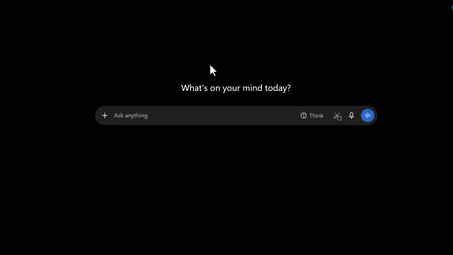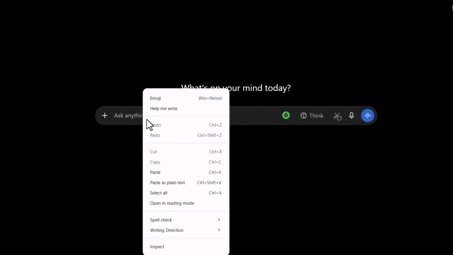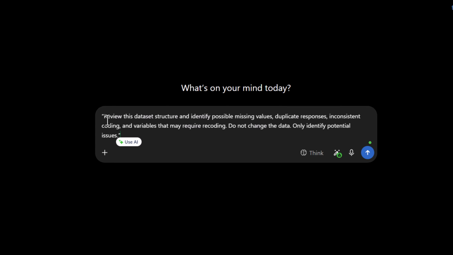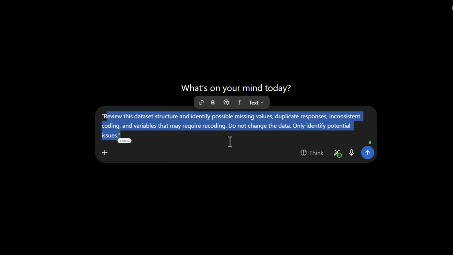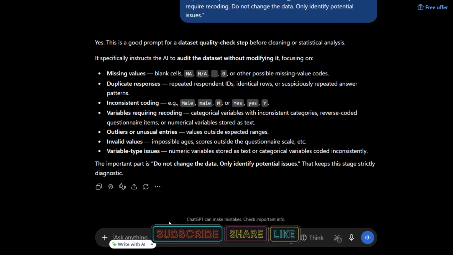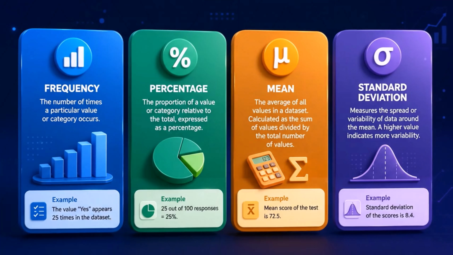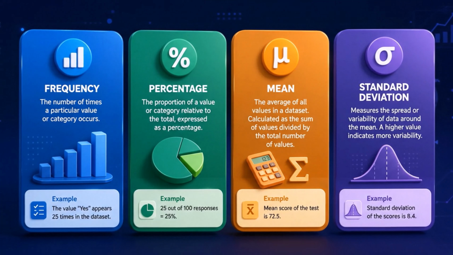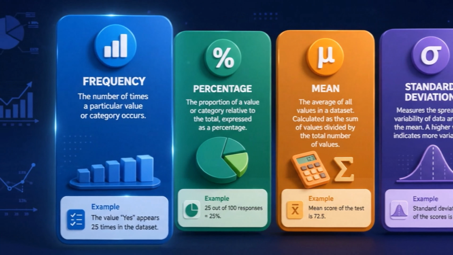You can use a prompt like this within ChatGPT. Review this dataset structure and identify possible missing values, duplicate responses, inconsistent coding, and variables that may require recoding. Do not change the data. Only identify potential issues. Once your data is clean, the next step is descriptive statistics.